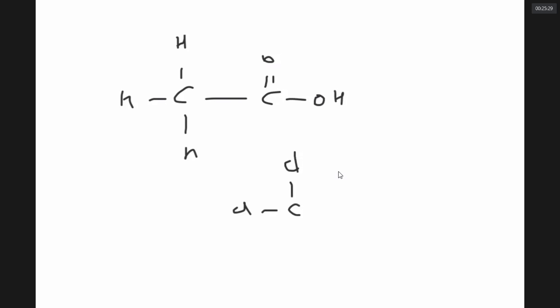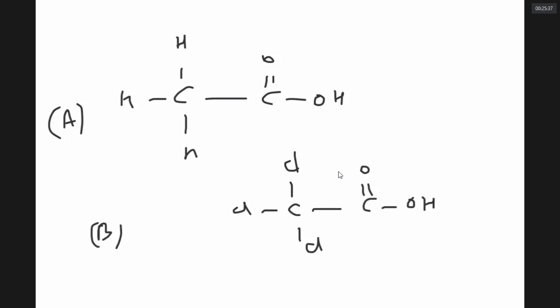Sir, if you have acetic acid, A, and trichloroacetic acid, B, which is the better acid? Here you get a conjugate base like CH3COO minus. Here you get a conjugate base like CCl3COO minus.